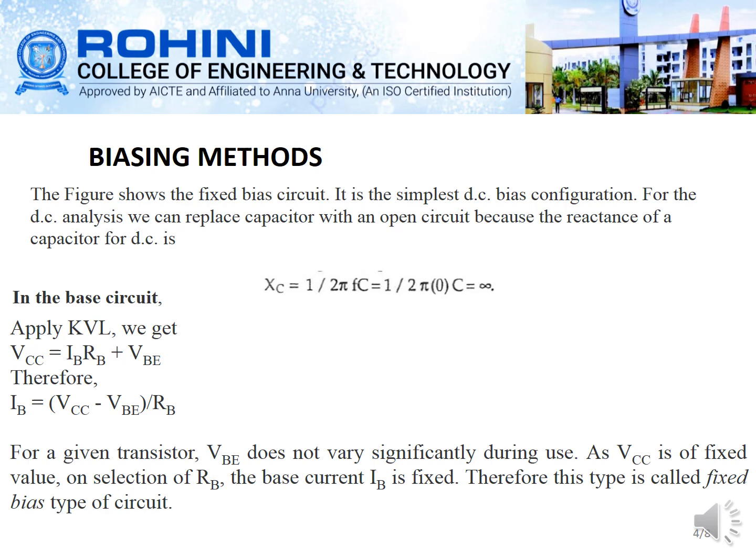The VCC will be fixed. We remind that VCC remains constant. If we select RB, the base current IB is fixed. Hence the bias value is fixed. That's why we call this a fixed bias type of circuit.